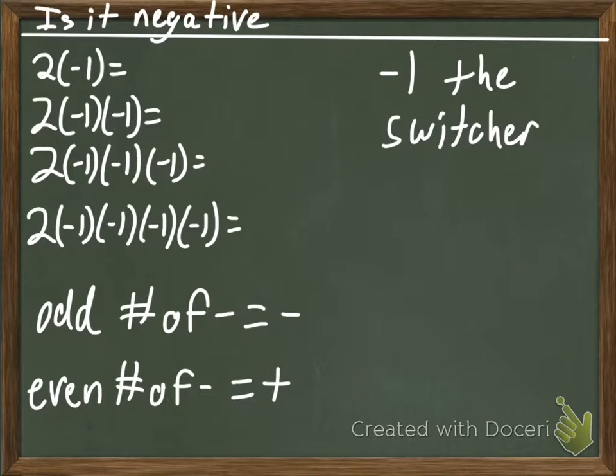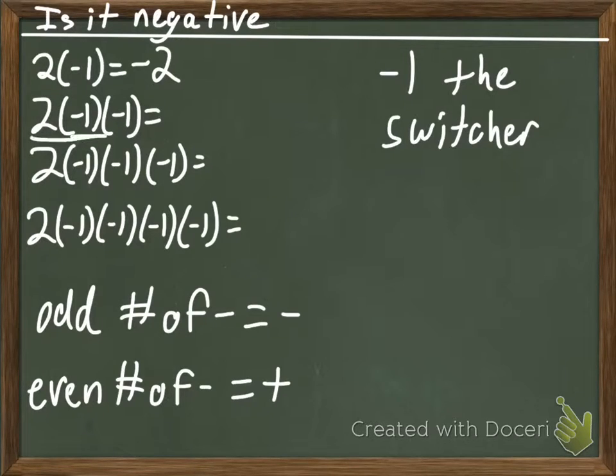Now we're also going to look at the number negative 1. The number negative 1 is special because when you multiply by negative 1, it changes the signs of things. So we call negative 1 the switcher. It switches the signs. So if we look up here, we have 2 times negative 1. 2 times negative 1 is negative 2. So it switched once from positive to negative.